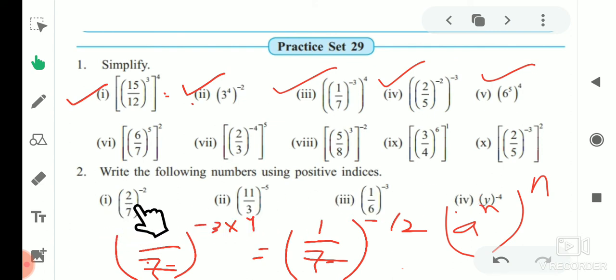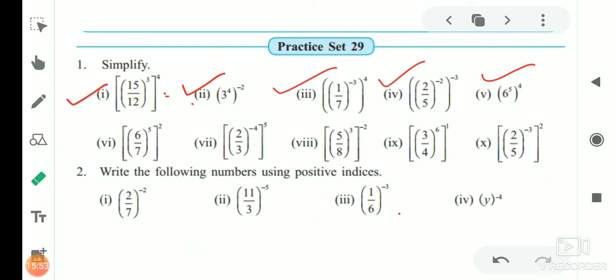Now let's see question number 2. We have to write the following numbers using positive indices. Here the indices of the powers are given with negative signs, -2, -5, -3, -4, and we have to write the numbers using positive powers. So let's try to solve this.